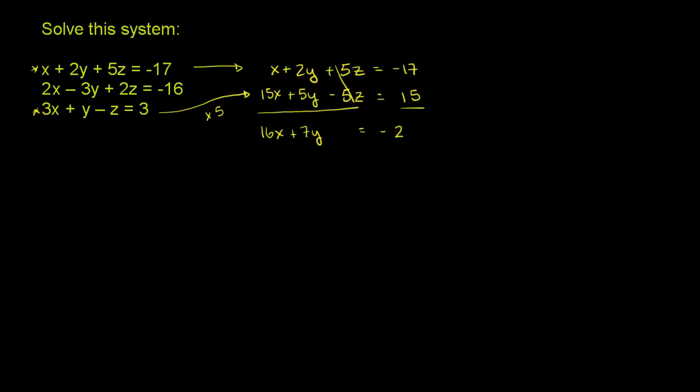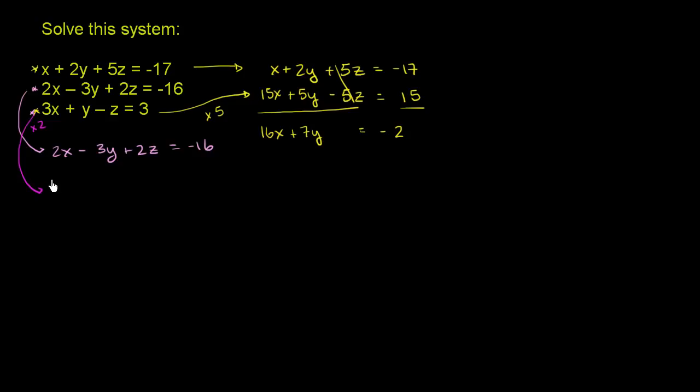So let's try to do the same thing. Let's try to eliminate the z's, but now use this equation and this equation. So this equation, let me just rewrite it over here. We have 2x minus 3y plus 2z is equal to negative 16. I just rewrote it. And now, so that this 2z gets eliminated, let's multiply this equation times 2. So let's multiply it times 2.